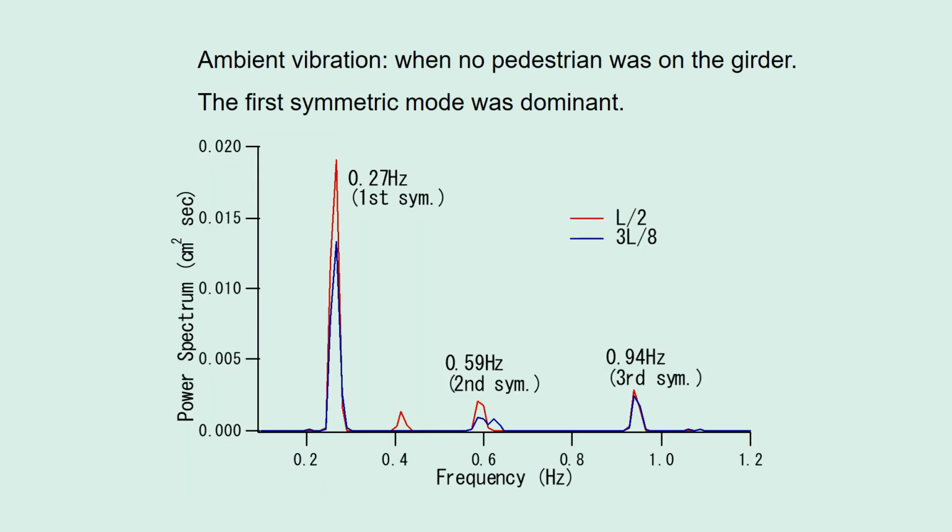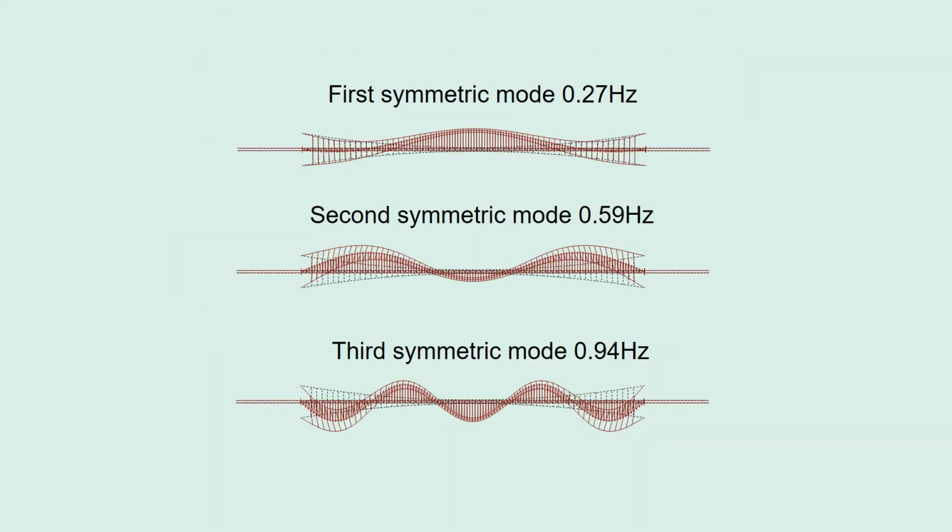Then the power spectrum was calculated. They have a sharp peak at 0.27 Hz, which corresponds to the first symmetric mode. These are the first, second, and third symmetric modes in the lateral direction. The girder vibrated in the first mode when nobody was on the bridge.